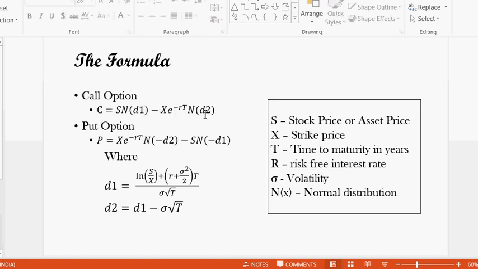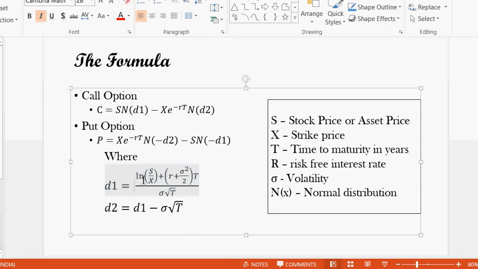To calculate D1 and D2, we have separate formulas. To calculate D1: ln of S divided by X, plus R plus sigma square divided by 2 into time to expiry, divided by sigma into square root of T. D2 will be calculated as D1 minus sigma into root of the time to expiry. So these are the formulas for you to calculate D1 and D2.